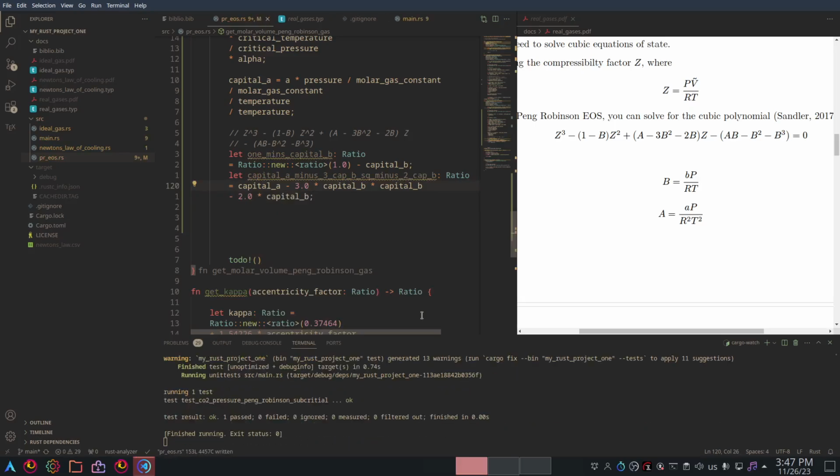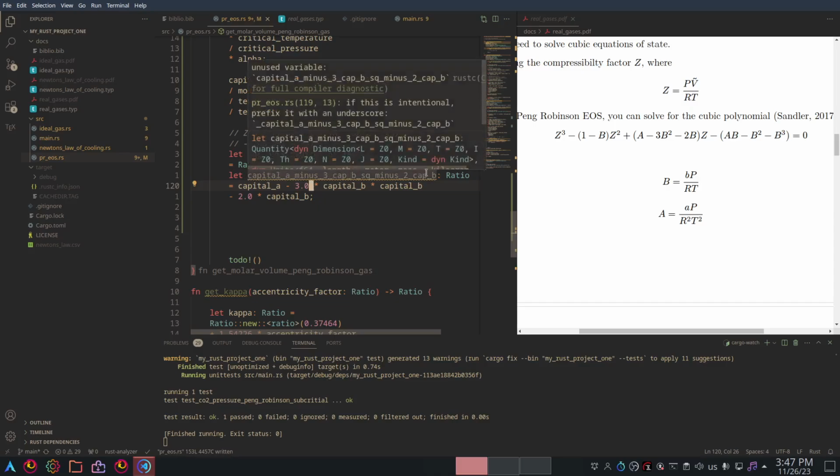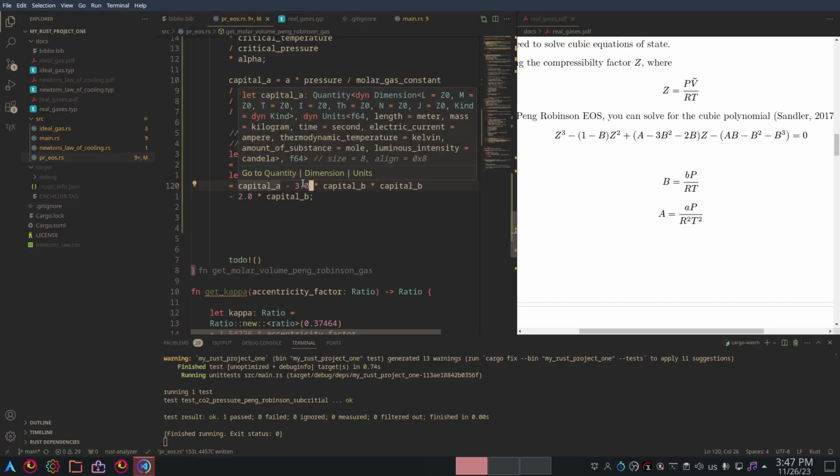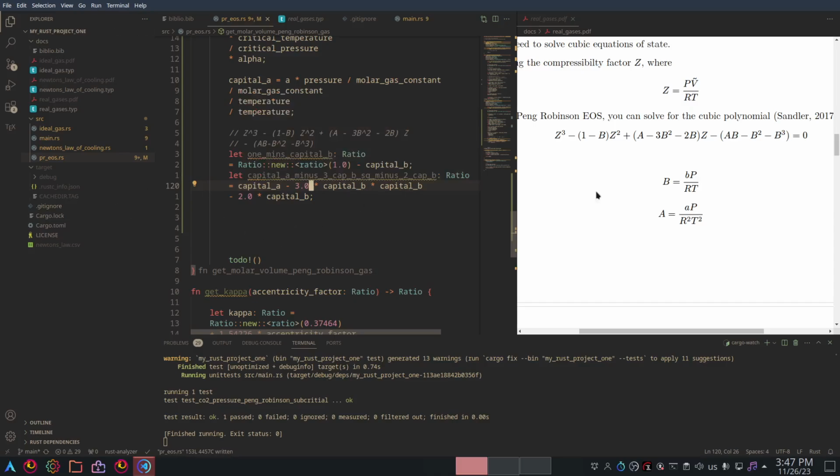Okay, so let's just check. Capital A minus 3 capital B squared minus 2 capital B. So capital A minus 3 capital B squared minus 2 capital B. So this is the term over here.